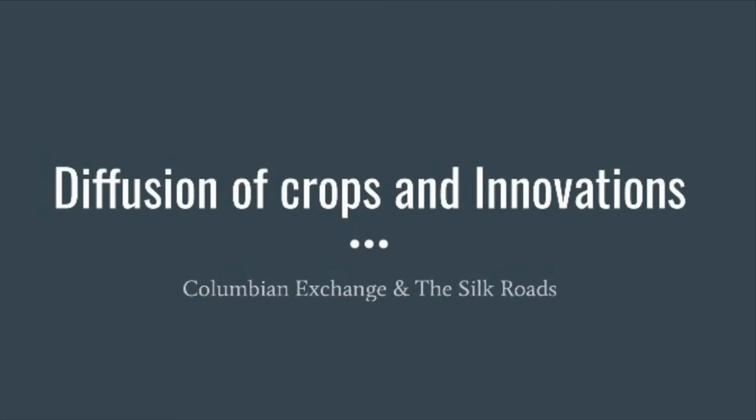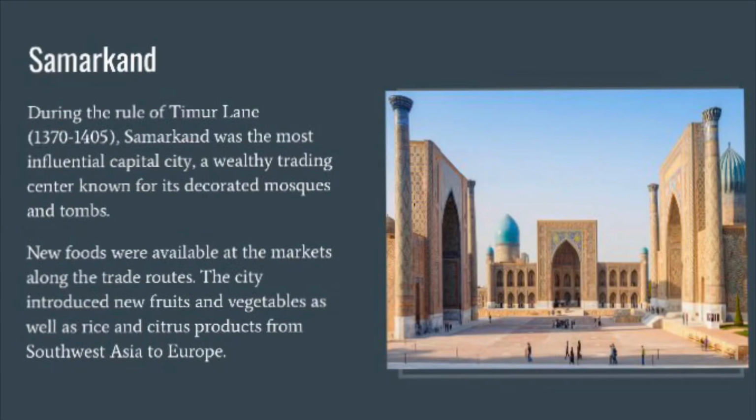Diffusion of crops and innovations. During the rule of Tamerlane, 1370 to 1405, Samarkand was the most influential capital city, a wealthy trading center known for its decorative mosques and tombs. New foods were available at the market along the trade routes. The city introduced new fruits and vegetables, as well as rice and citrus products from Southwest Asia to Europe.